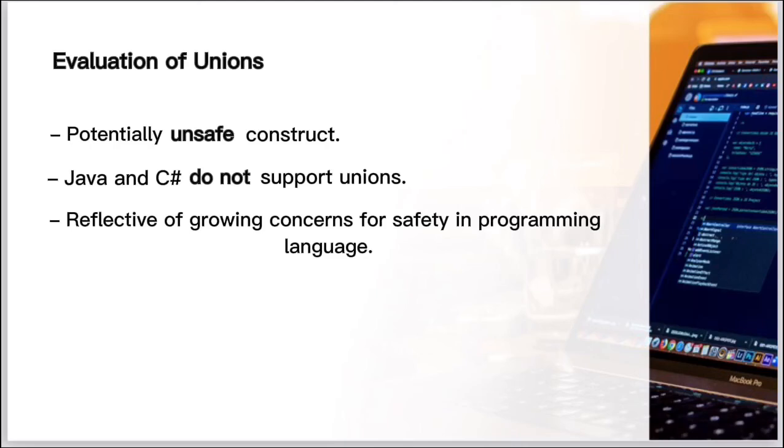Evaluation of unions: a potentially unsafe construct. Java and C# do not support unions, reflecting growing concerns for safety in programming languages.